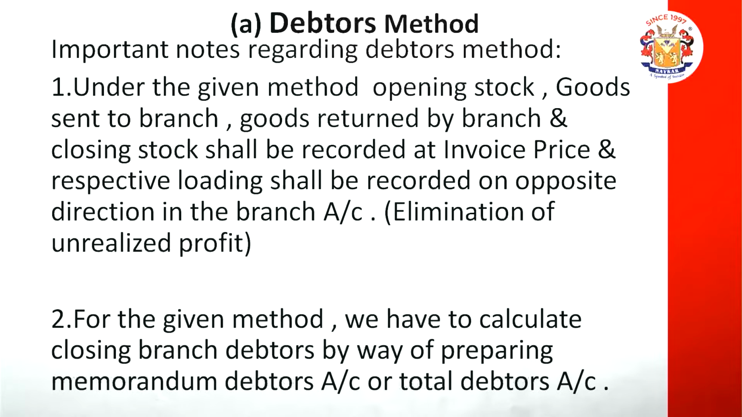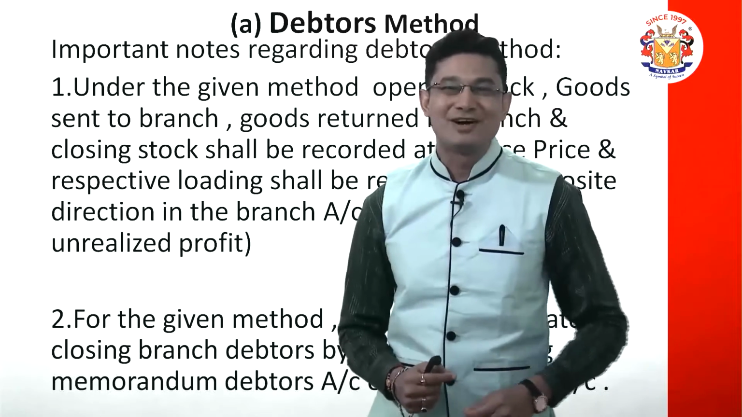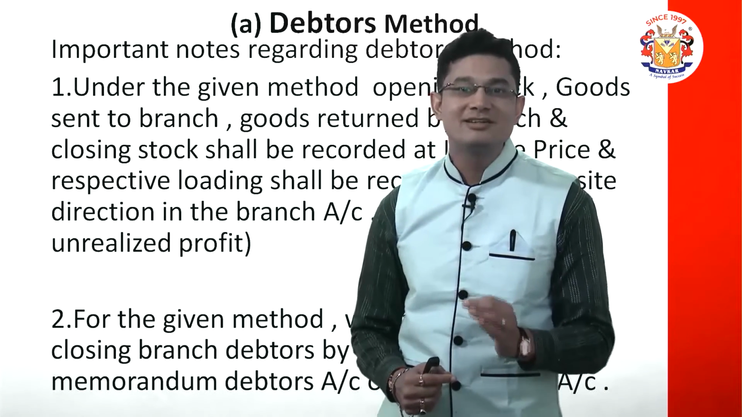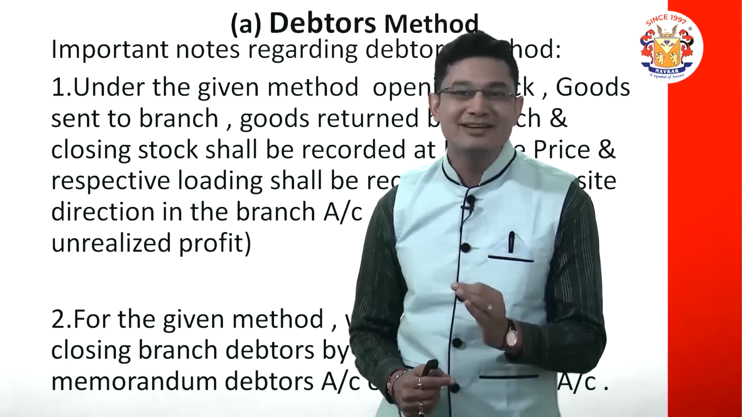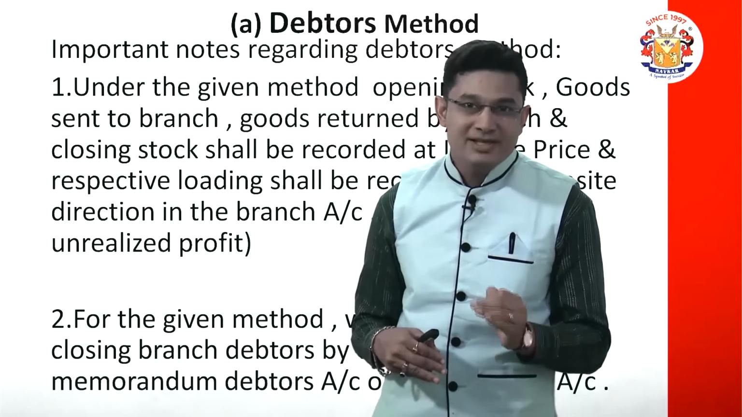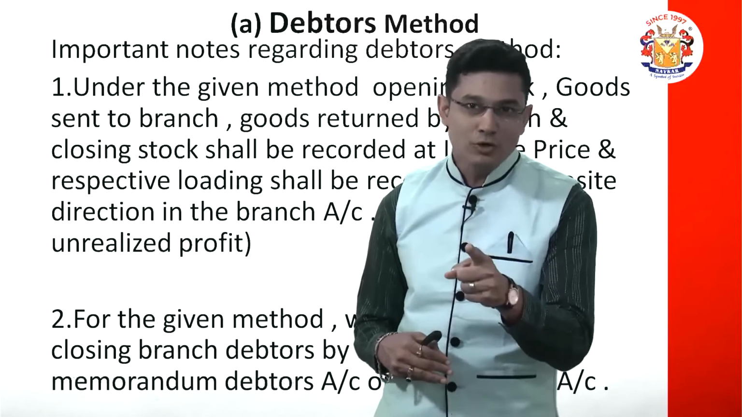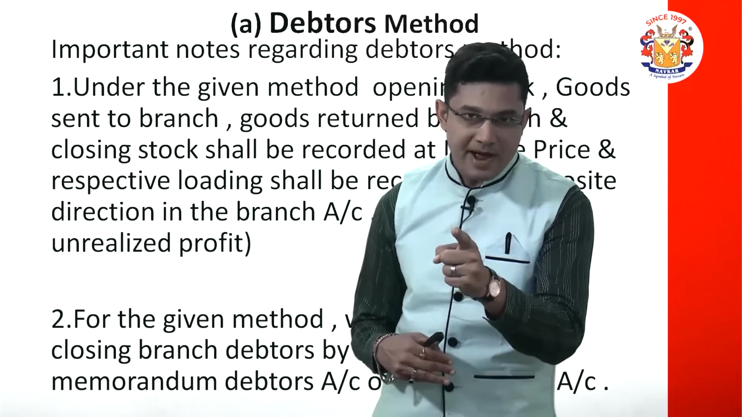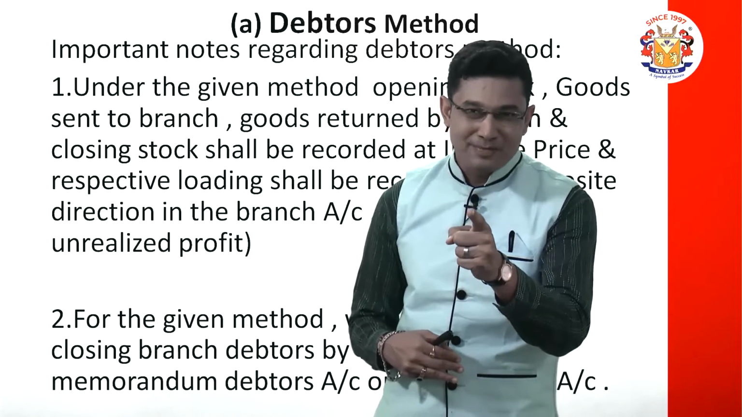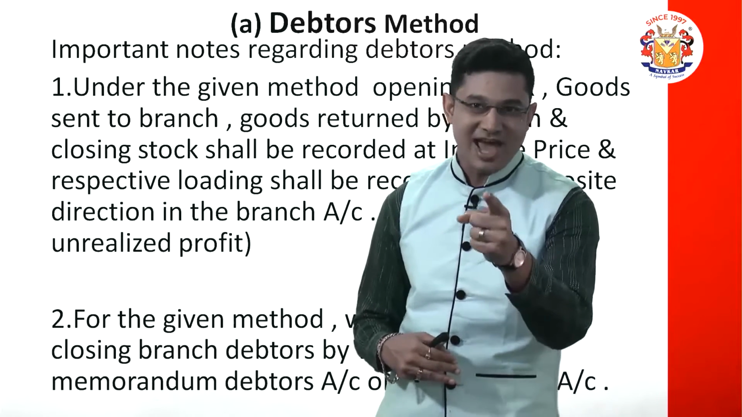For the given method, we have to calculate closing branch debtors by preparing a memorandum debtors account or total debtors account. In question number 1 of classwork, the amount of closing branch debtors was available. But in this question, the closing balance of branch debtors is not available. So we have to prepare a memorandum debtors account for the purpose of calculating the closing balance of branch debtors. Let us check.